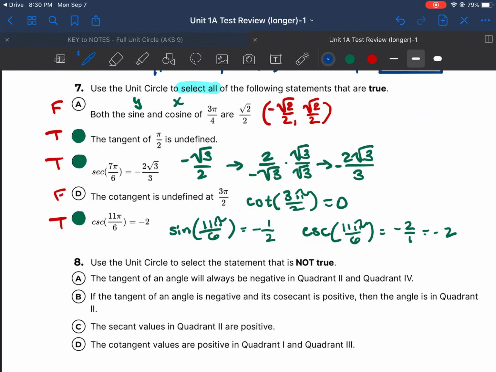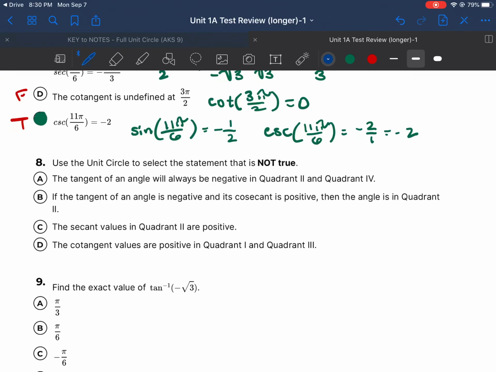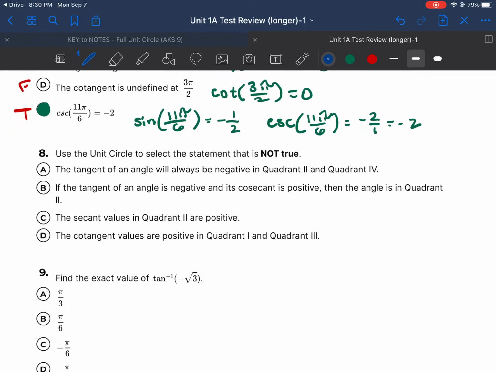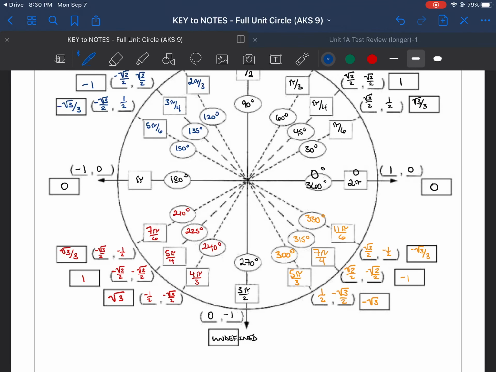Okay. Looking at problem number 8, use the unit circle to select the statement that is not true. Okay. So the first statement says the tangent of an angle will always be negative in quadrants 2 and 4. So the tangent of an angle will always be negative in quadrants 2 and 4.